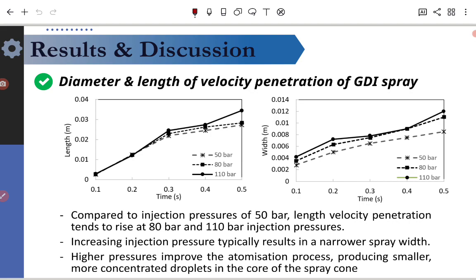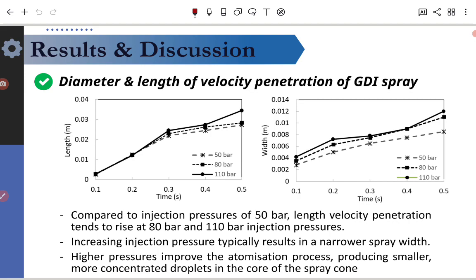The spray often travels further before it spreads or disperses when injection pressure is increased, because of greater velocity penetration at higher injection pressure. However, we can see that penetration is also influenced by the length of the injection. As the gasoline is injected and propelled forward for a longer time, a longer injection duration enables a larger spray penetration distance. As a result, compared to an injection pressure of 50 bar, the velocity penetration tends to rise at 80 bar and 110 bar injection pressure.